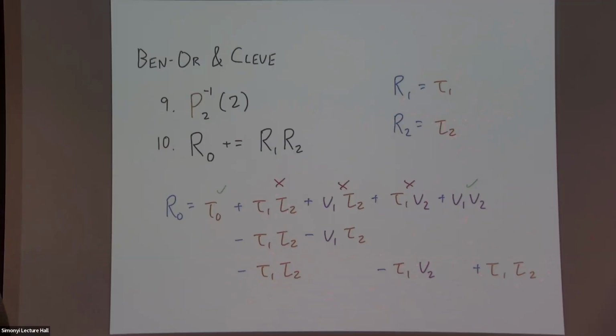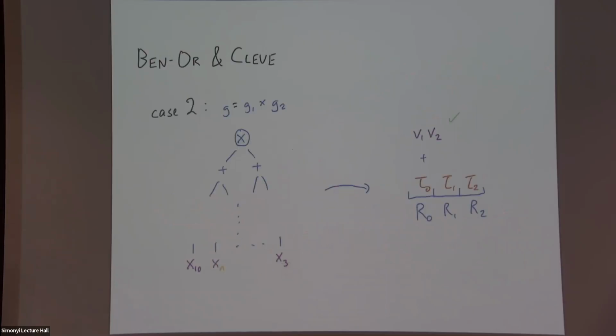So this was sort of the greediest approach possible. Get the V1, V2 that I want, and then get rid of the junk terms one at a time. And a nice byproduct of this is that R1 and R2 are back exactly where they started. So I've accomplished what I set out to do. R0 is tau 0 plus V1, V2. And that's product. So that takes care of our last case, and we're almost done.